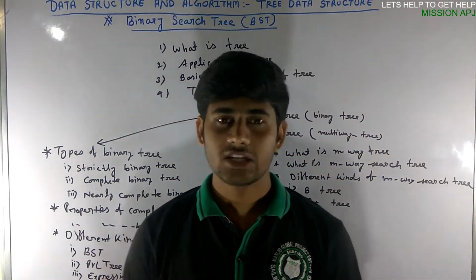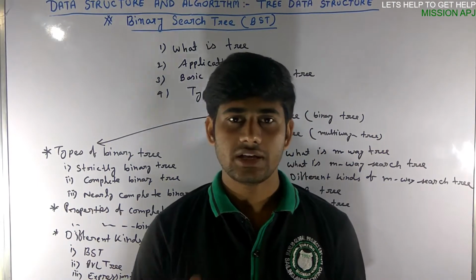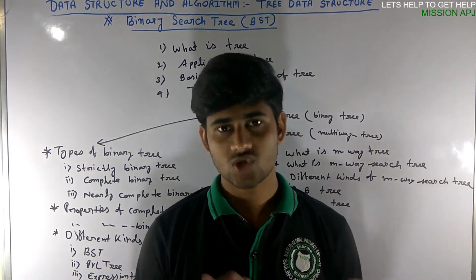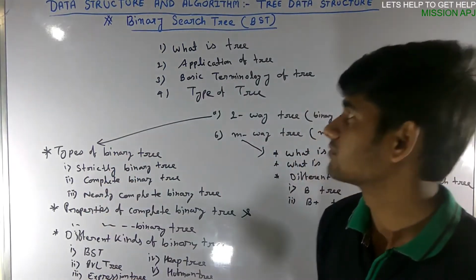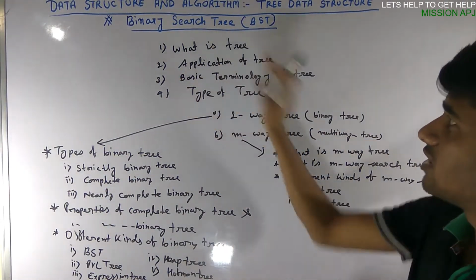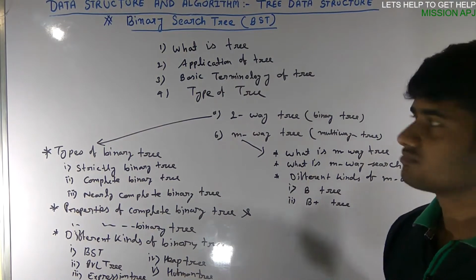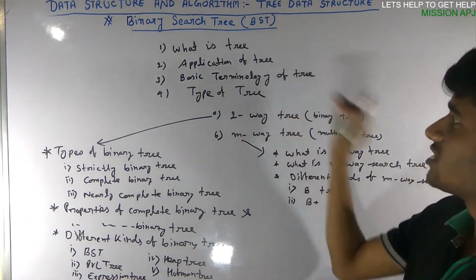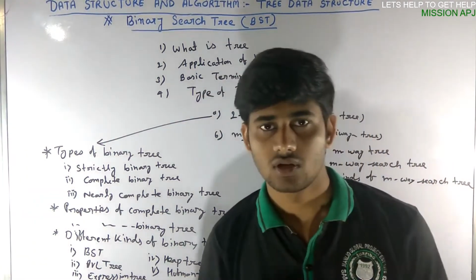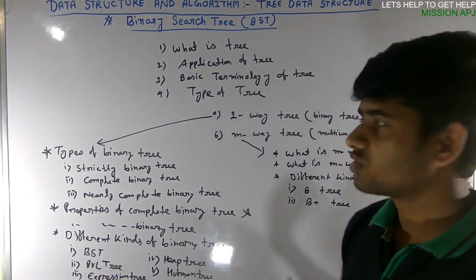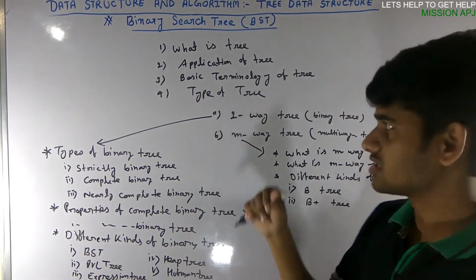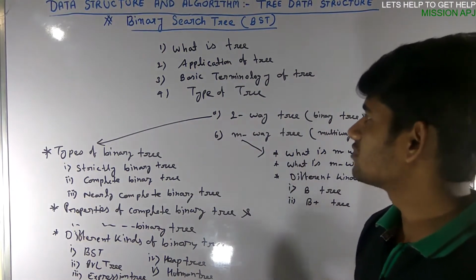I think 12 lectures have been completed, and in these previous 12 lectures, whatever we have learned is this. First we have learned what is a tree, then application of tree, then basic terminology of tree, that is height, depth, what is a node, what is a leaf node, and lots of stuff we have discussed in the basic terminology of tree.